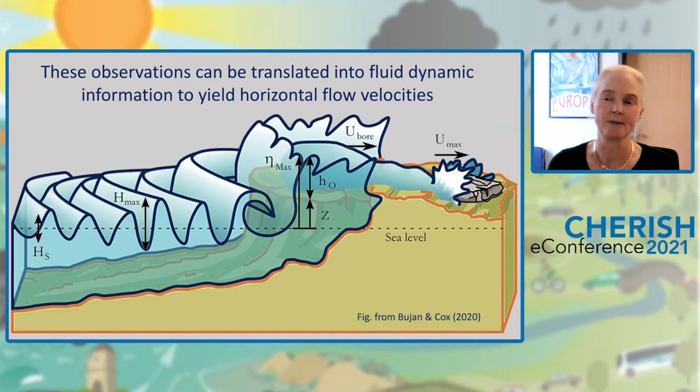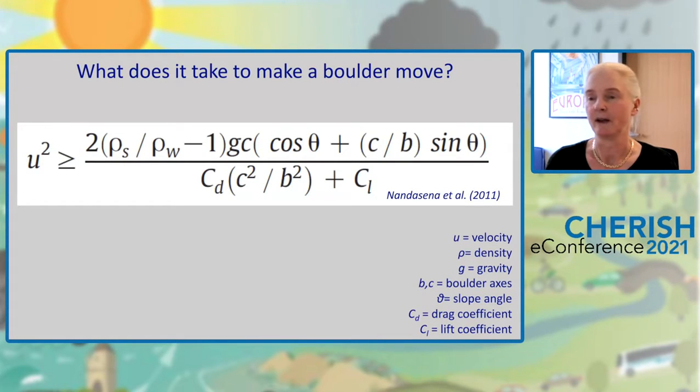We can take those observations and translate them into fluid dynamic information and derive the horizontal flow velocities that were active on those cliff tops at that time. And to do that, we think about fluid dynamic equivalencies. And there's lots of different sorts of equations that you can use to estimate the initiation of motion criterion for boulders. Here's a nice one by Nandasena that gets used a lot. And it's a lot of variables, but it's a fairly simple relationship.